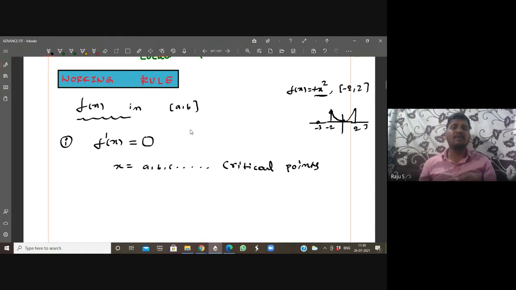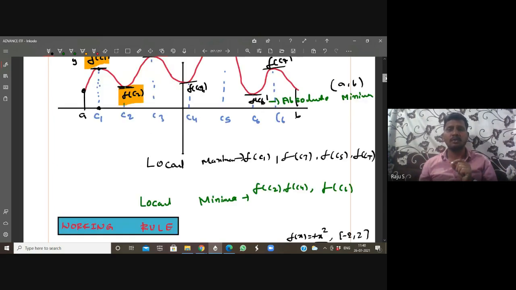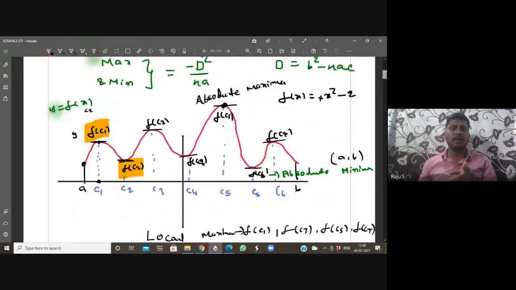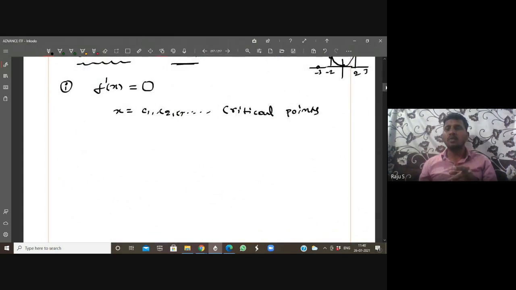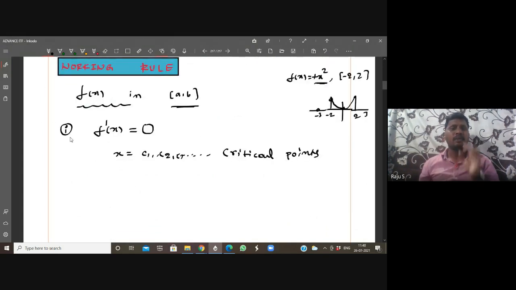In case they give an interval, very simple students. Here I'm taking the interval a comma b, so these x values you have to take as C1, C2, C3, like that. In the graph also I have used C1, C2. The interval is ab. I'm taking the critical points as C1, C2, like that. So what shall we do in this case? Simple, students. These critical values as well as the given ends of the interval, a comma b, are there.